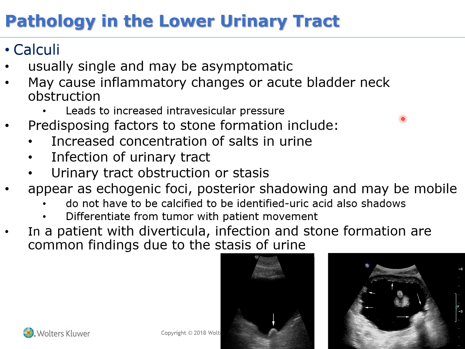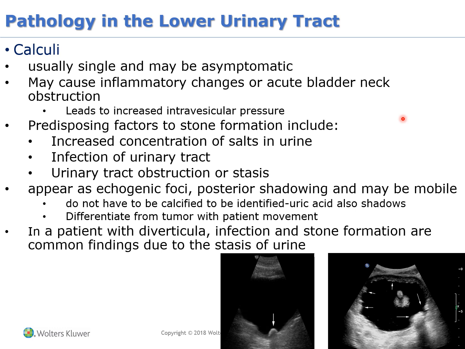Echogenic foci, posterior shadowing, they may be mobile. We kind of want them to be mobile so that we know that they truly are a stone. If they're non-mobile, it's going to be a little bit harder to tell if they're a mass or a stone, but remember, even if they're not mobile, if they don't have any internal blood flow, then more than likely they're some stone. They don't have to be calcified, but most often we'll identify more easily if they are.